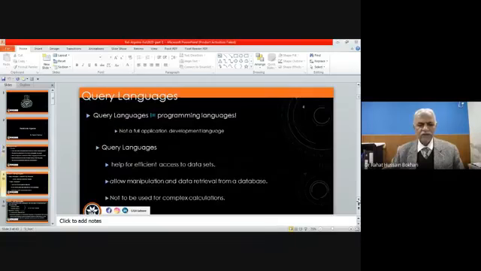I will explain each and every slide again, and you may raise questions if you are unable to understand what I am talking about. Regarding the query language, we say that a query language is not a programming language. It has its own limitations, and query languages are basically non-procedural. You can easily access the data and do manipulation, but when we have to do very complex calculations or engineering calculations, these languages are not helpful.